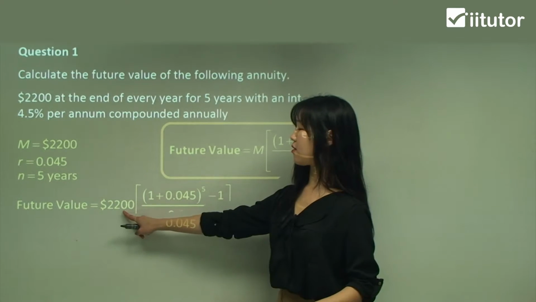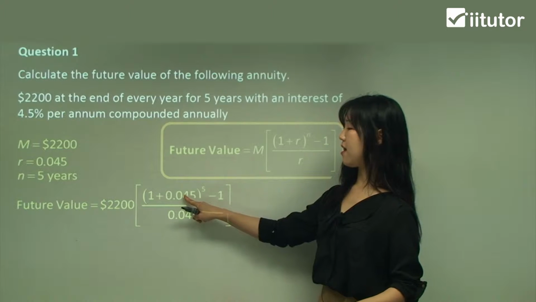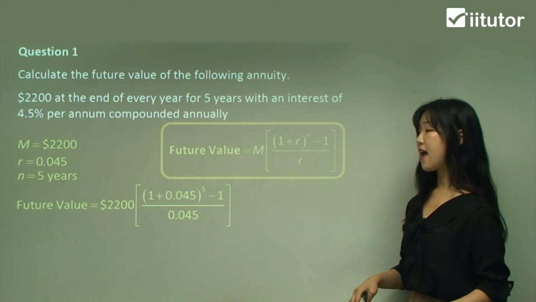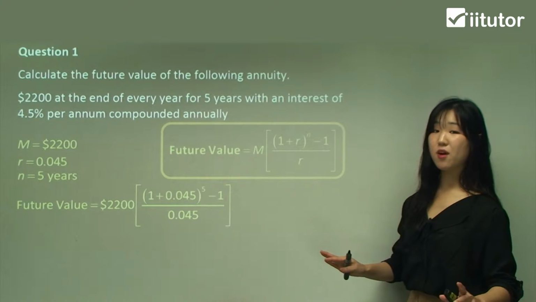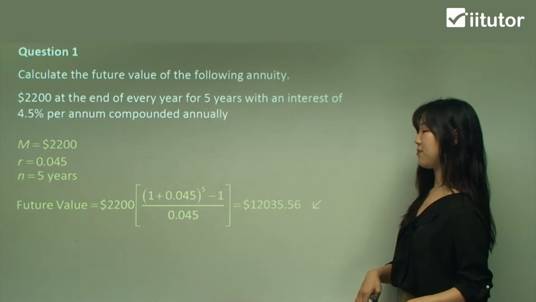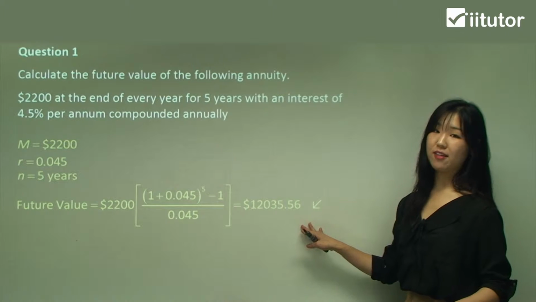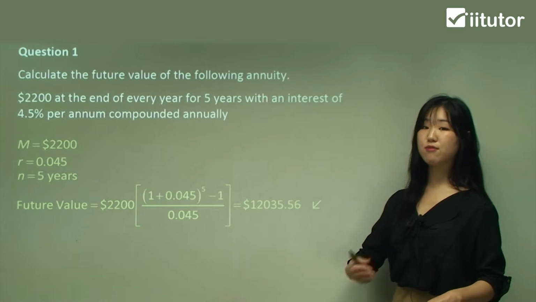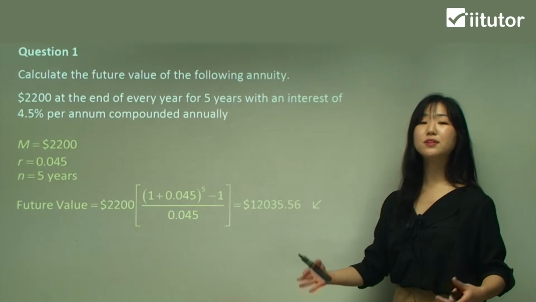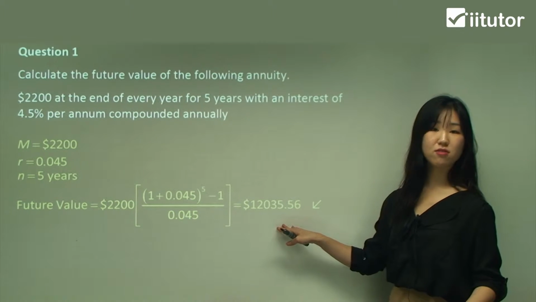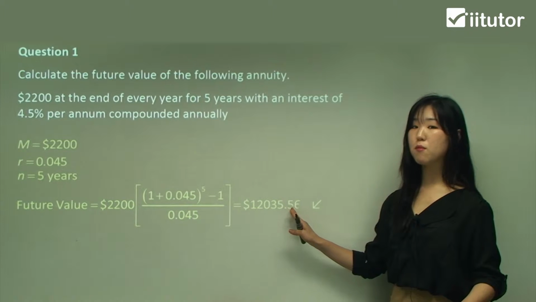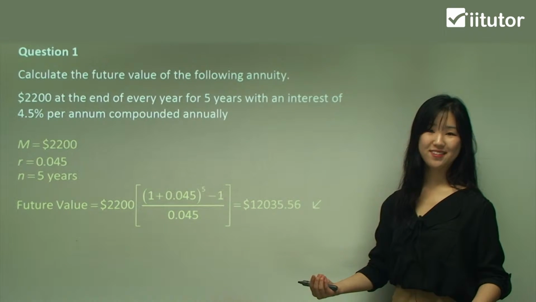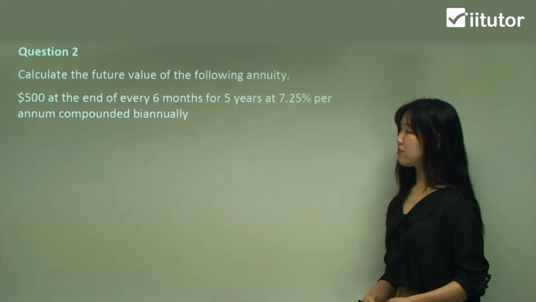All I need to do now is put it into the formula, just like that. So M goes in there, our rate goes there, and our power of 5, and make sure you divide it by the rate again. Calculate it, put it all into your calculator at once, and you should get something like this. That's going to be the future value. So after investing $2,200 every year for 5 years, it builds up to this much money at the end of the 5-year period. It should be more than your investment because of the extra interest added on top of it. Okay? So let's try question 2.